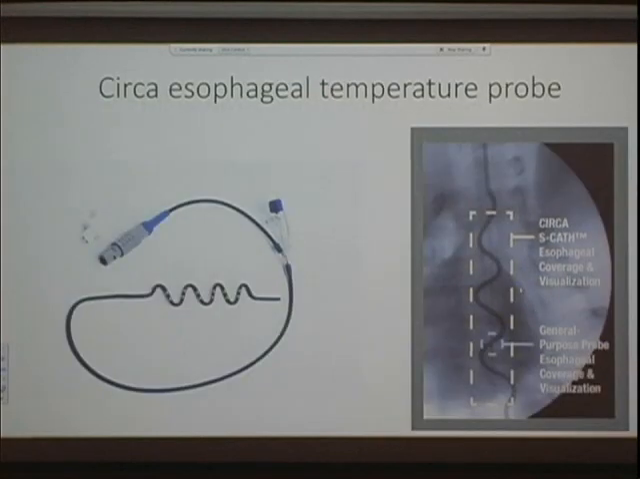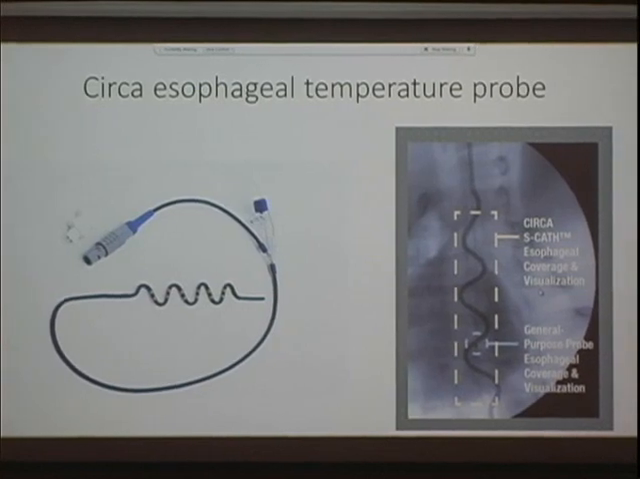The esophageal probes, I'm sure most of you have seen these for AFib ablations. Again, the idea is to back off on the heating or cooling, cryo or regular ablation, if you detect a drop or a rise in temperature in the esophagus, to avoid left atrial posterior wall burns.